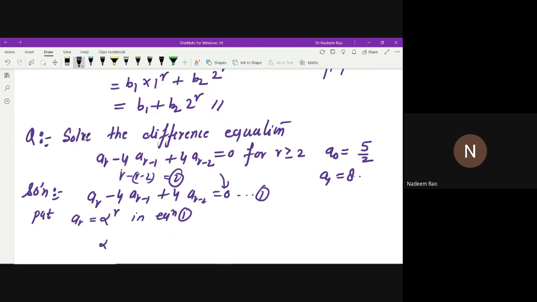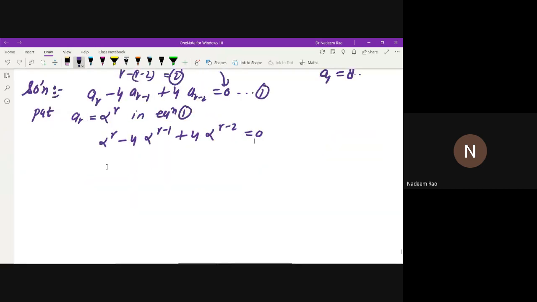So alpha to the power r minus 4 alpha to the power r minus 1 plus 4 alpha to the power r minus 2 equals to 0. Now, then we divide the above equation by alpha to the power r minus 2. तो जब हम इसे alpha to the power r minus 2 से divide करेंगे, then we will get, मैं लिख देता हूँ यहाँ पे, divide the above equation by alpha to the power r minus 2.